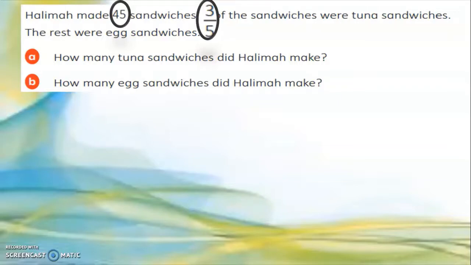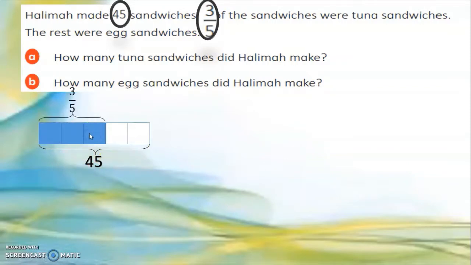So we're going to make a diagram, 3 out of 5. So 3 shaded out of 5 portions. It is 45 sandwiches. This 3 shaded is for tuna sandwiches. So 3/5 of the total sandwiches are tuna. So to find how many tuna sandwiches, we're going to take 3/5 of 45 or 3/5 times 45.